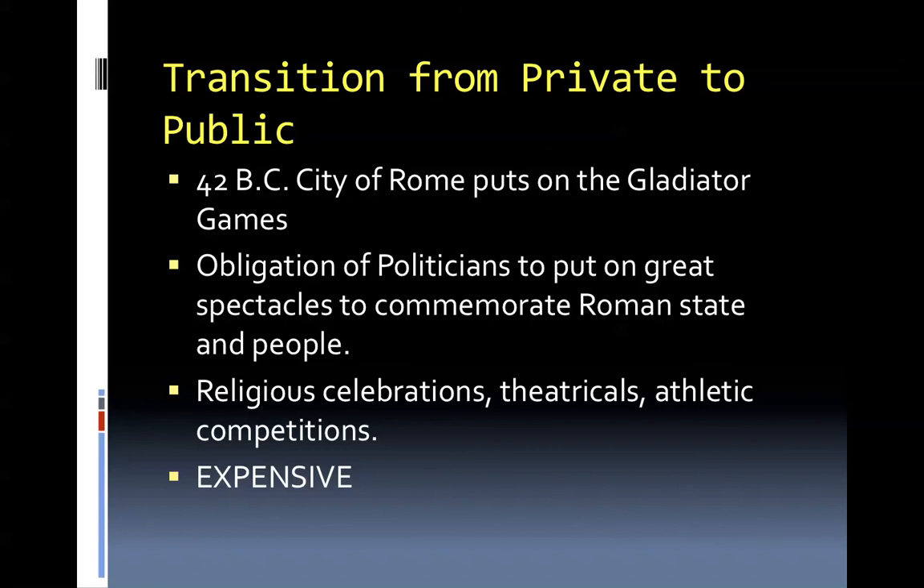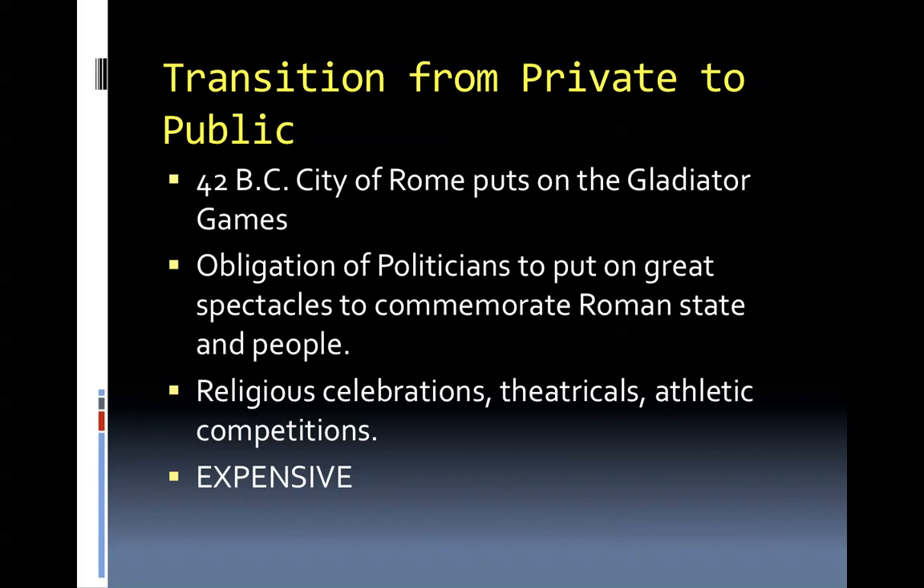It came to be the obligation of politicians to put on great spectacles to commemorate the Roman state, events in history, but also to celebrate the people of Rome. This could be in religious celebrations, theatrical celebrations, athletic competitions. This can be very expensive, and it's up to the individual politicians to foot most of the bill for this.